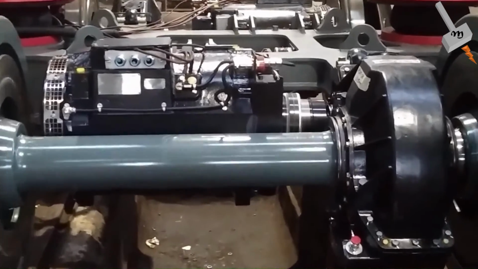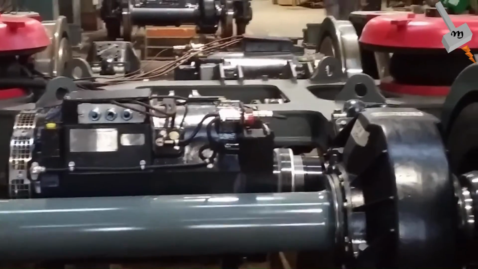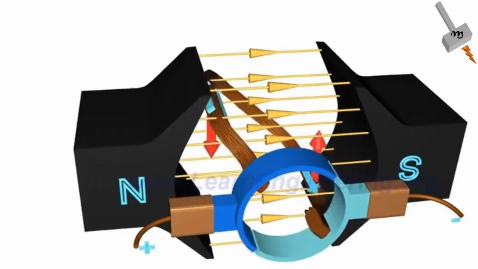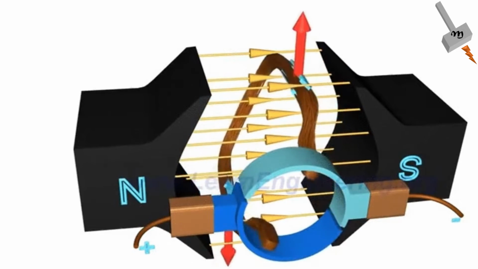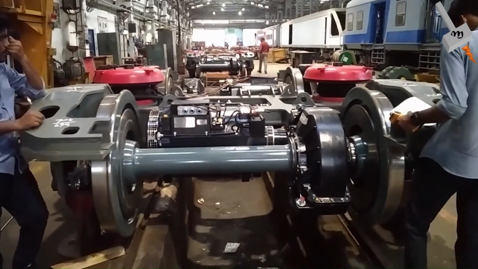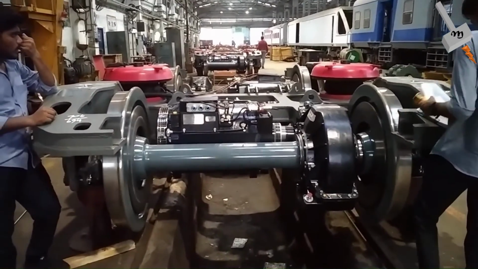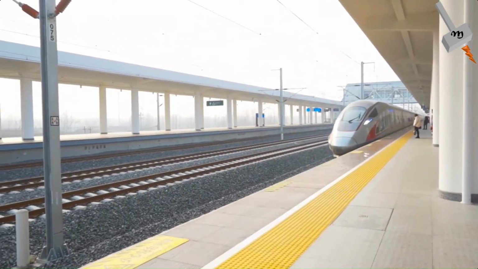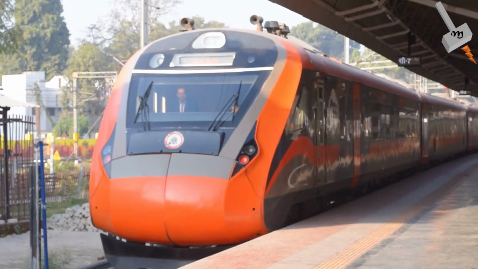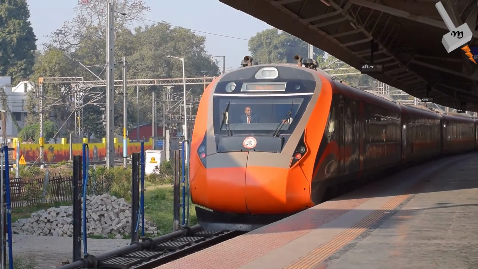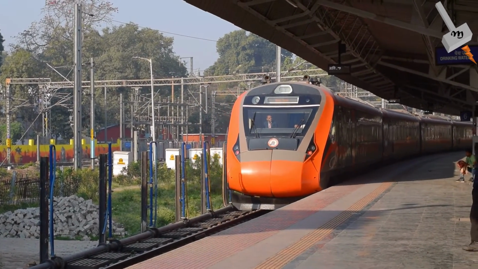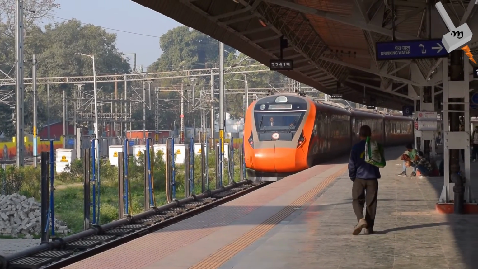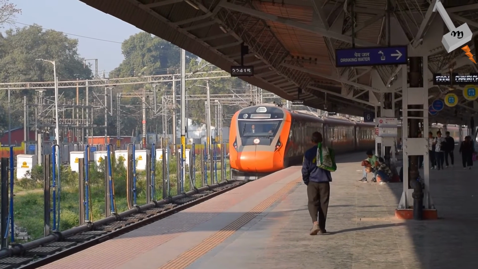Vector control changes the game by decoupling the motor's torque and flux producing components. This allows independent control just like in a DC motor and offers far superior performance in terms of torque precision, dynamic response, and low speed behavior. Trains like China's Fuxing Hao and India's Vande Bharat use vector controlled induction motors to optimize both efficiency and control. Let us now understand how vector control works in detail.